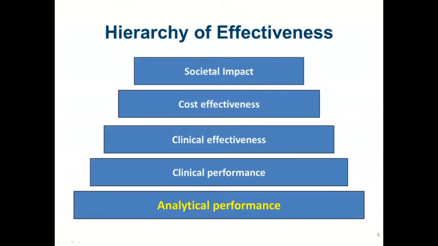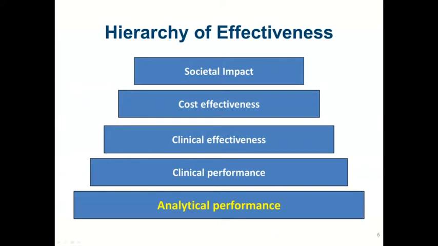So let me look here at what I call the hierarchy of effectiveness. This is sort of like a tower where each layer depends on the ones beneath it. So in order to have good clinical performance, you have to have analytical performance. In order to have clinical effectiveness, you have to have clinical performance, and so on. So let me explain what each one of these things means.